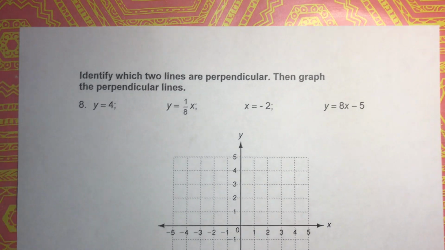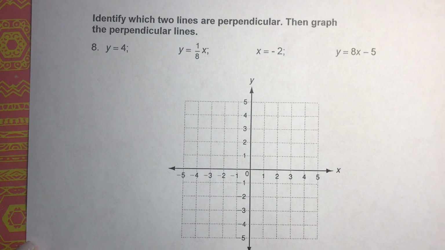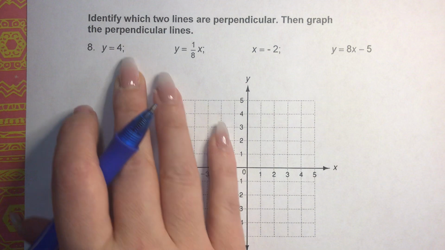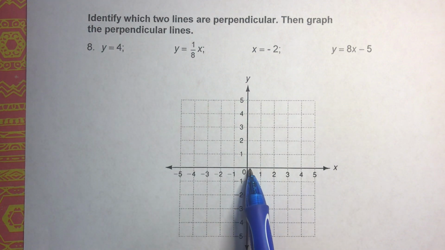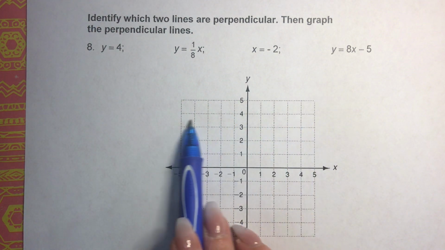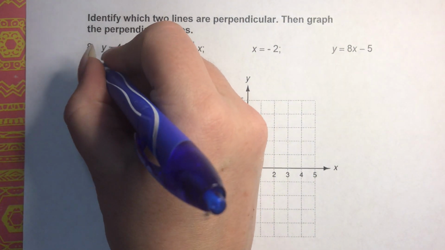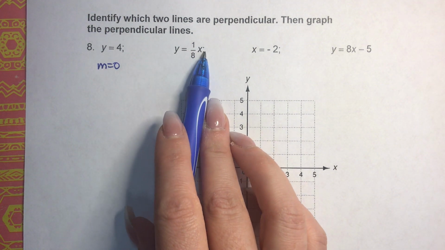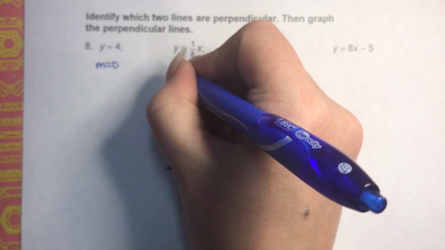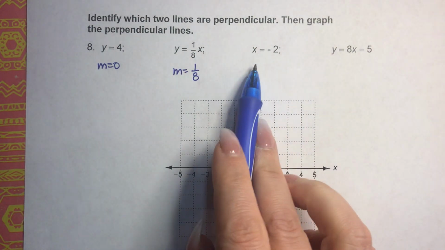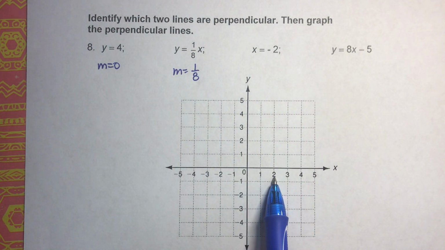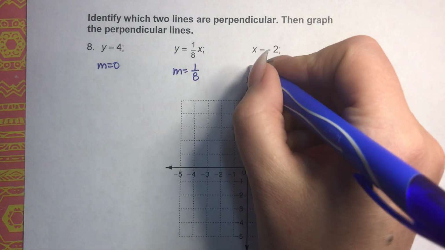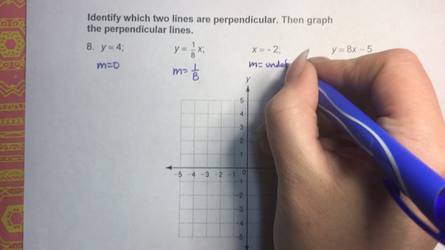Okay, so we are identifying which two lines are perpendicular, and then we're going to graph them. So what do we see here? Y equals 4. That's going to be a horizontal line, which means the slope is 0, m equals 0. Then we have direct variation, y equals kx, and k is the same thing as the slope. So the slope is equal to 1/8 here. And then we have x equals negative 2. That is a vertical line, so that means the slope is undefined.